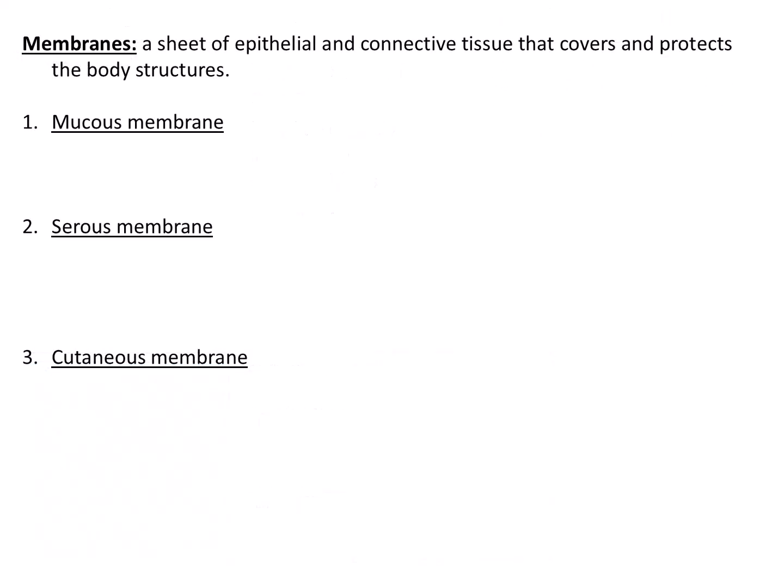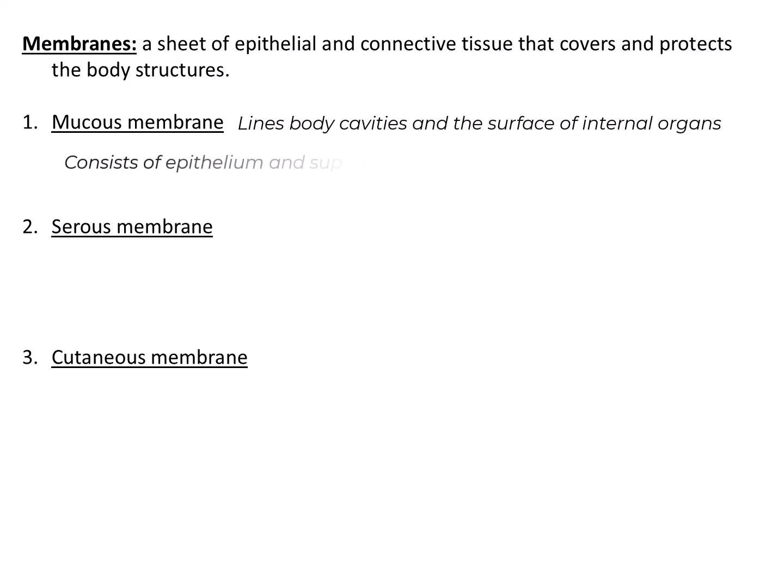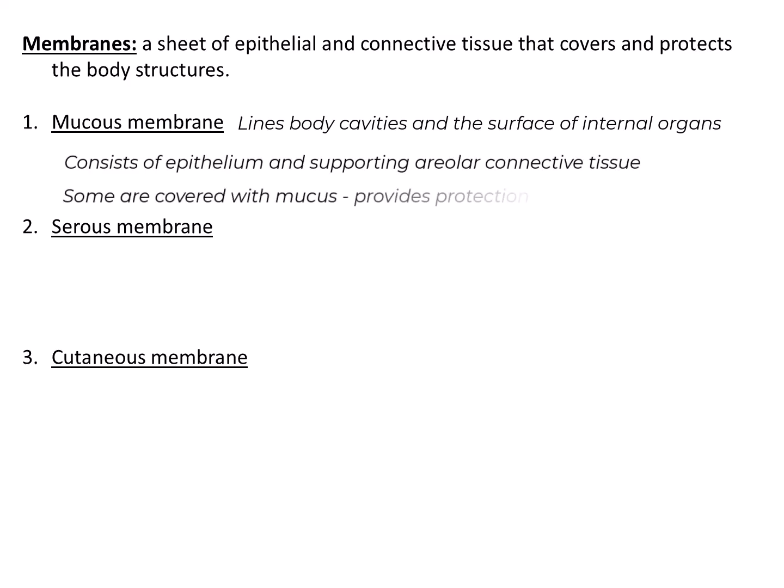Our last topic for this chapter is on membranes. There are several different types of membranes found in the human body. Mucous membranes, or mucosa, is a membrane that lines body cavities and the surface of internal organs. It consists of one or more epithelial layers overlying areolar connective tissue. Many mucous membranes are covered with mucus, a thick, slippery secretion composed of inorganic salts, antimicrobial enzymes, and various proteins. Mucous membranes provide protection against pathogens and prevent tissues from drying out.